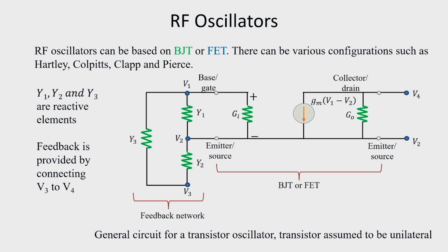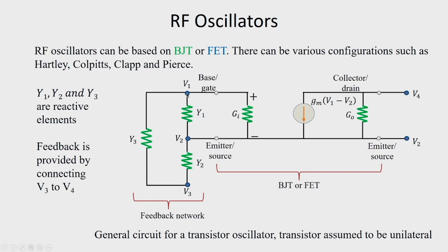So, here what we do, we first carry out a nodal analysis. Here if you consider this node, we can see that (V1 minus V2) into Y1, (V1 minus V2) into G_I and (V1 minus V3) into Y3, sum of this must be equal to 0 by KCL.